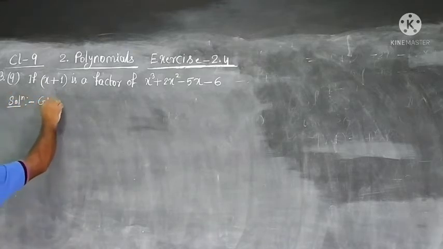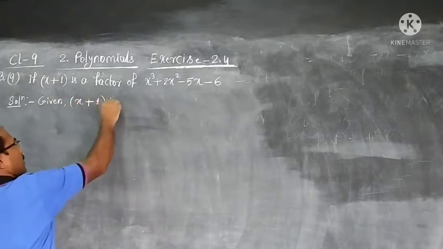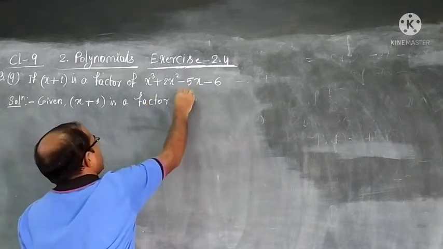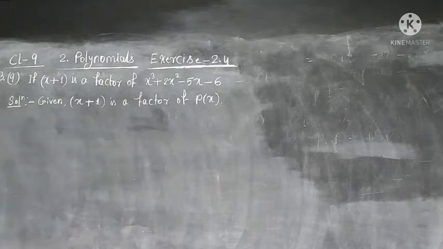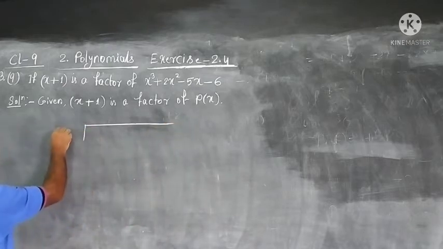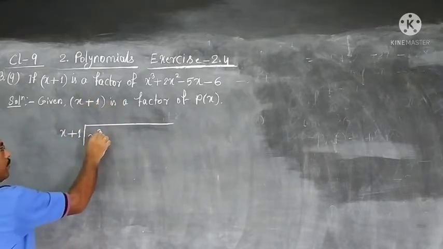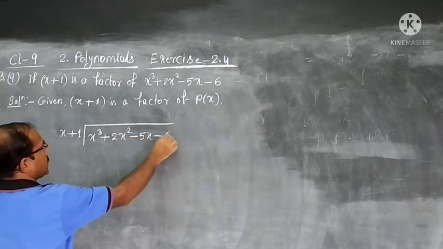Given x plus 1 is a factor of the polynomial. Instead of writing the full polynomial we write just p(x) for that polynomial, and then we go for dividing. Division we know already, I hope you have learnt. x cube plus 2x square minus 5x minus 6.